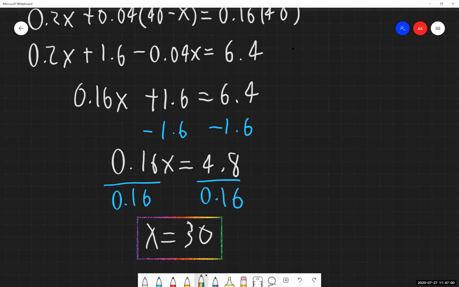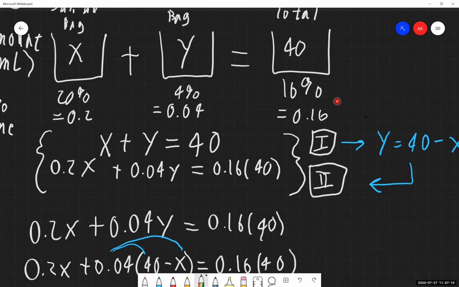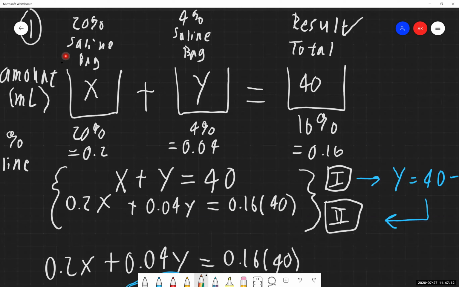Now, looking at our problem, what does our x value represent in the context of this problem? So we can go back up here to our picture. And x represents the amount of the 20% saline bag that we are using. So we're going to be using 30 milliliters of the 20% saline bag. So great. Now we need to determine what our y value is going to be. And we can use either of our two original equations to help us out with that. I'm going to use our first one because it doesn't have decimals and it doesn't have gross numbers in that.